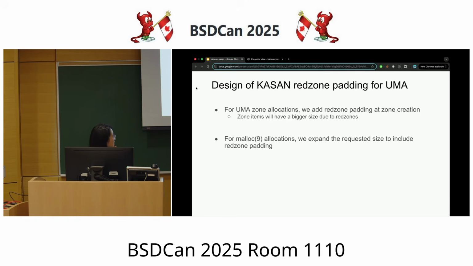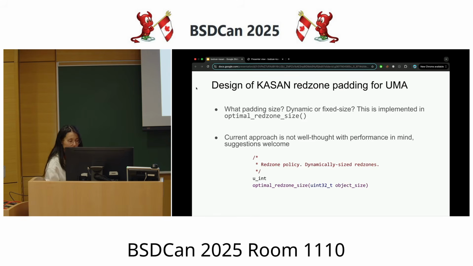The same for malloc generic allocations. We also expand the requested size to be more. But we also have to keep track of the original size because we have to mark items as valid and invalid. So we have to know what the original size is. There's also a concern, and that's the padding size.